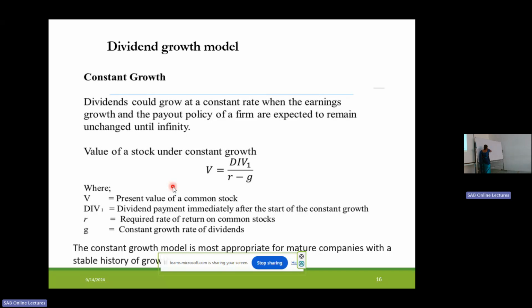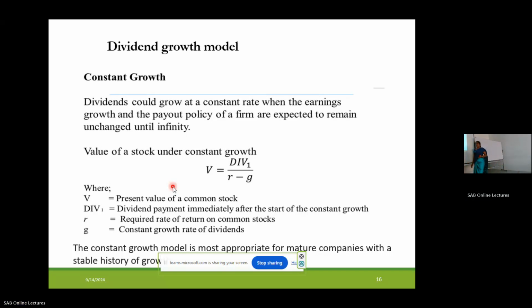D1 is the dividend immediately after the start of the constant growth. The constant growth starts here, and that is when we apply this model. So we take the next period dividend. That is the meaning: immediately after the dividend payment, immediately after the start of the constant growth. So that is D1. D1 divided by R, the equity shareholders' required rate of return, minus G, the constant growth rate of the dividend.